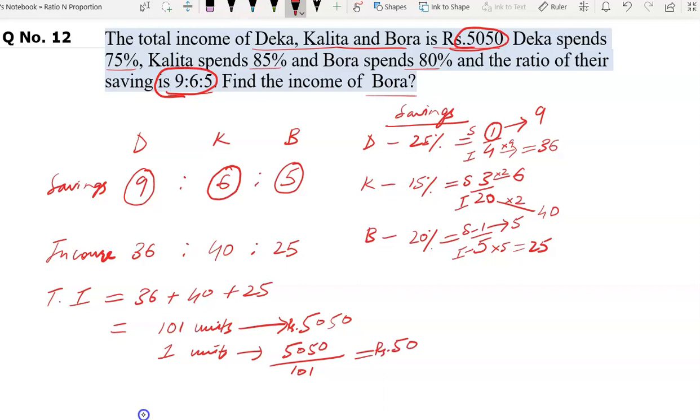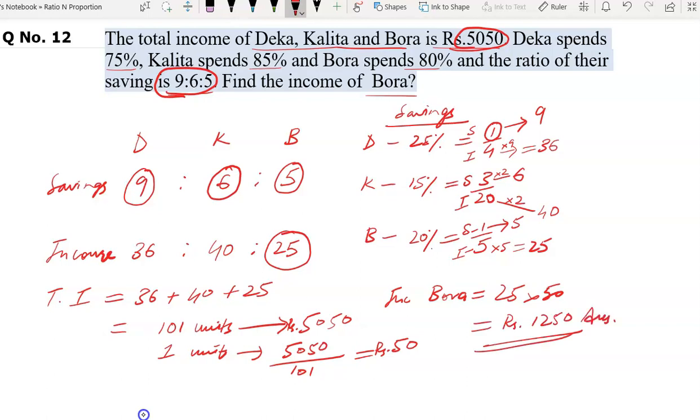And in the question we need to find the income of Bora. Income of Bora is how much? 25 units. So income of Bora is 25 into 50, which will be rupees 1250, and this is our answer.